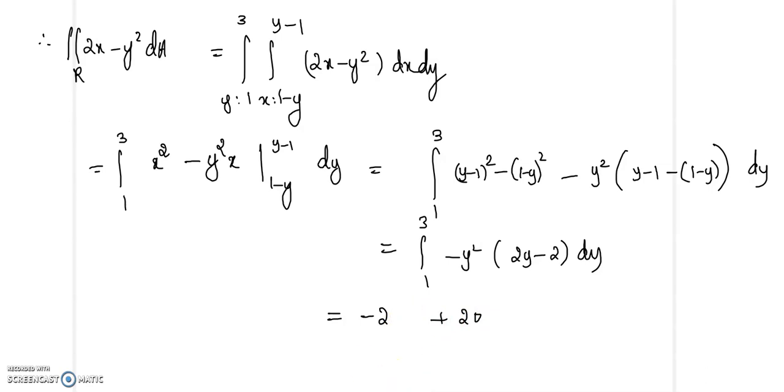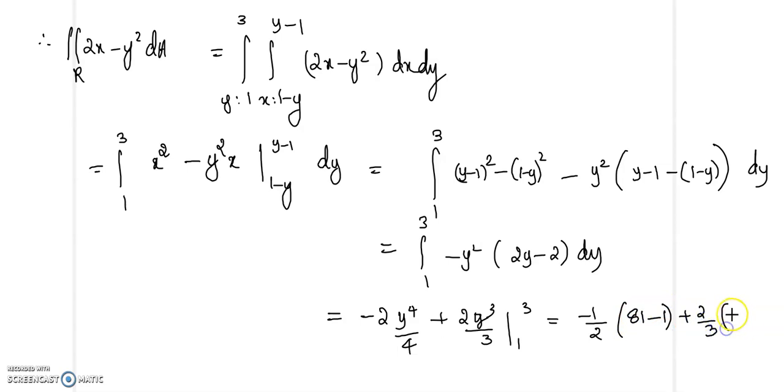So that is minus 2 y cubed by 3 plus 2. Integrating now, minus 2 y cube in integral y raised to 4 by 4 varum, plus 2 y cube by 3 from 1 to 3. So that is minus 1 by 2, 3 raised to 4 is 81, minus 1 varum, plus 2 by 3 into 27 minus 1. So that is minus 40 plus 52 by 3. So the required value will be minus 68 by 3. So that is the required value of the integral.